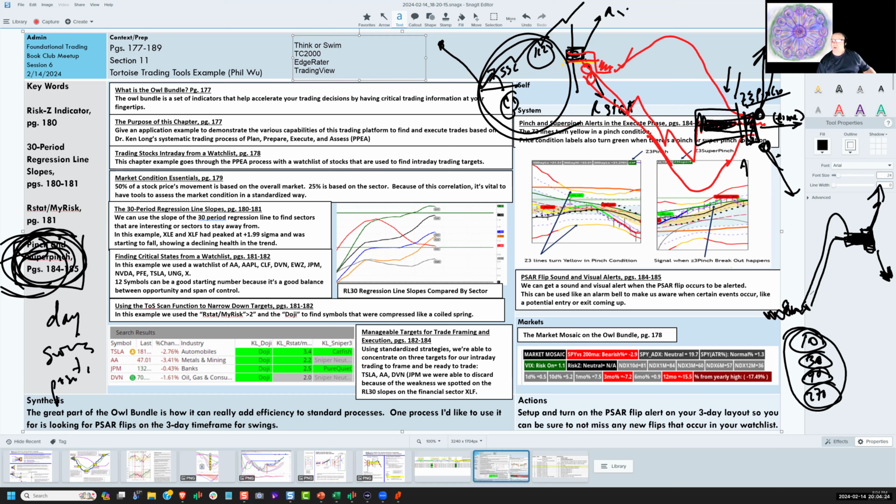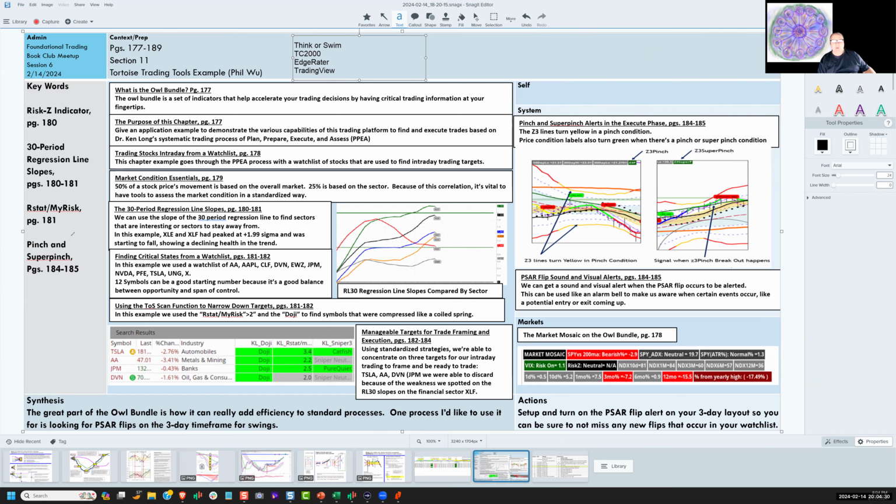But when the directional trades suddenly become sideways, then we can start using what we call the pinch and super pinch, which is a strategy that we describe on pages 184 and 185. So that's what I wanted to cover for tonight.